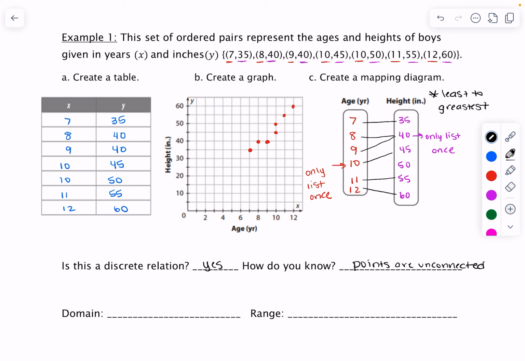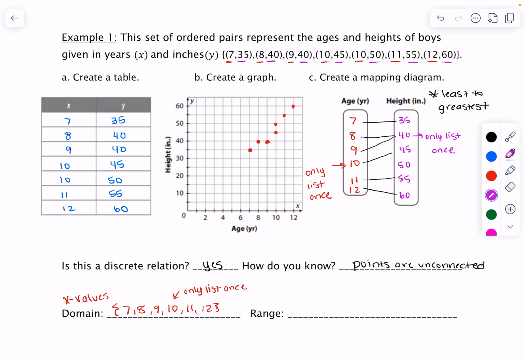The domain is all of those x values listed in set notation. So there's my curly bracket, and my domain is going to be 7, 8, 9, 10, 11, and 12. Notice that we only list it once. The 10, I mean.